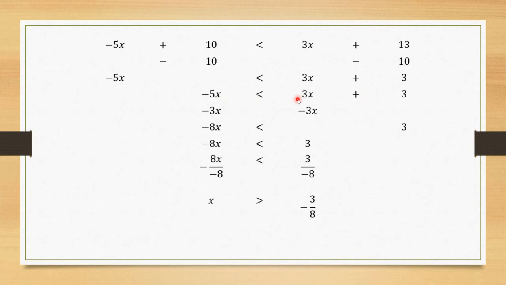Now, I want to get x all alone, so I subtracted 3x from each side, as you can see. We get negative 8x less than 3. Okay. Then from here, we have negative 8x less than 3. So again, we divide by negative 8. And we turn the inequality around to get this.